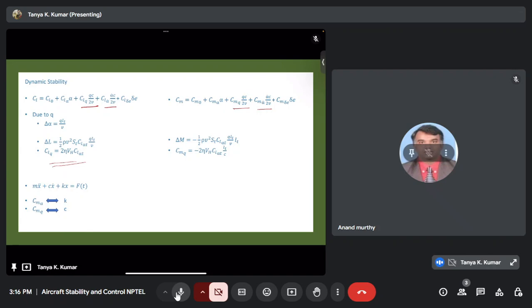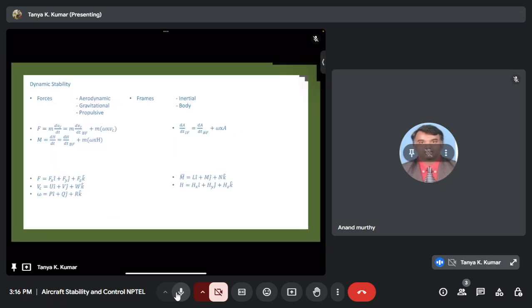Then we had CMQ. CMQ is similar to the damping coefficient of a spring mass damper system, where its value tells us whether the system will come towards equilibrium or go further away from equilibrium, and if it comes towards equilibrium, how its response will be over time. So dynamic stability deals with the response towards a disturbance over time. Does it go away from equilibrium, or come back to equilibrium over a period of time, and how does it come back to equilibrium.